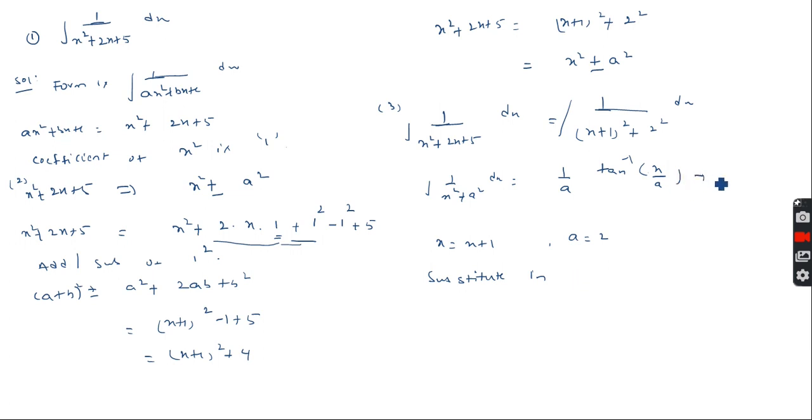So it can be written as 1 by 2 tan inverse of x plus 1 by 2. That is, the integral of 1 by x square plus 2x plus 5 is 1 by 2 tan inverse of x plus 1 by 2. At last, after integration, we add c. So the problem is completed.